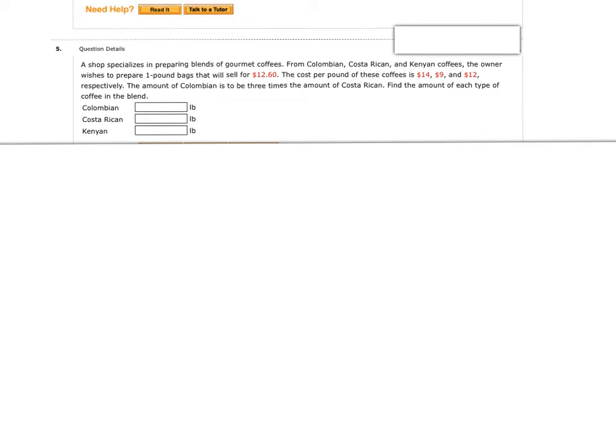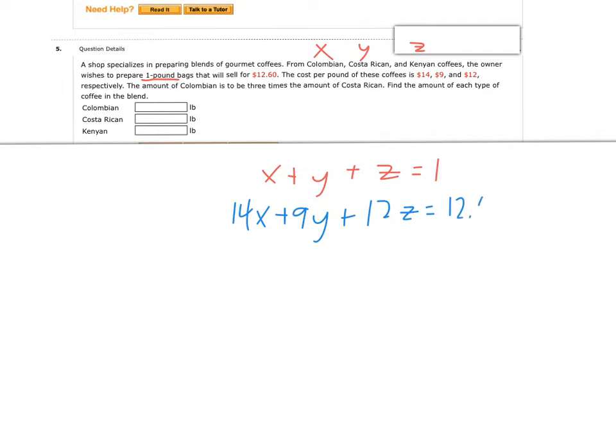All right, so next up, number 5 here. It says that we're going to sell this 1 pound bag of coffee, and it's going to be a mix of all three, which I'm going to call x, y, and z. That means if we add up all the weights of all the coffees, it's going to equal 1. And then we're going to do the cost here. So it's going to be 14 for the first one, 9 for the second one, and 12 for the last one. And our total cost is going to be $12.60 per pound.